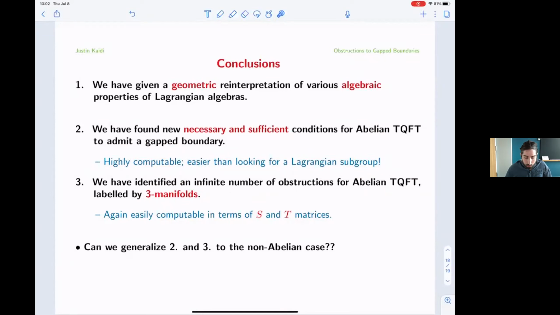Of course, the remaining main open question that I would leave you with is, it would be great if we could generalize 2 and 3 to the non-Abelian case. So it's not clear to us yet how to do so.